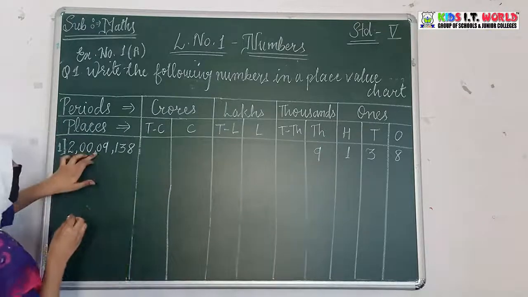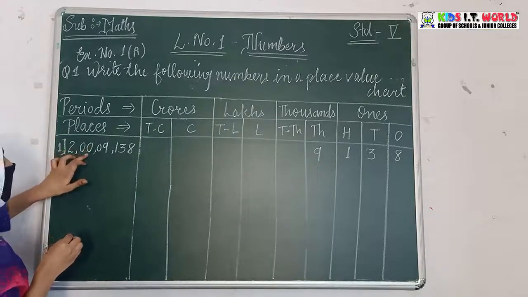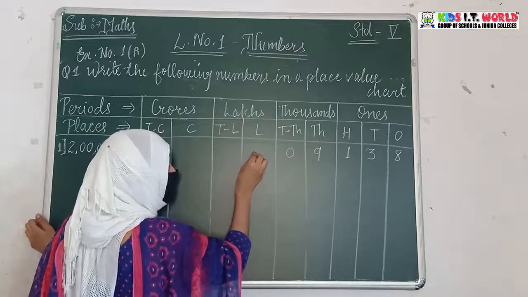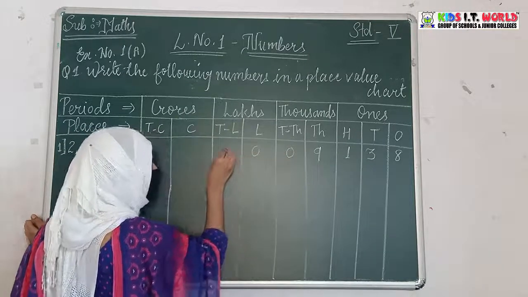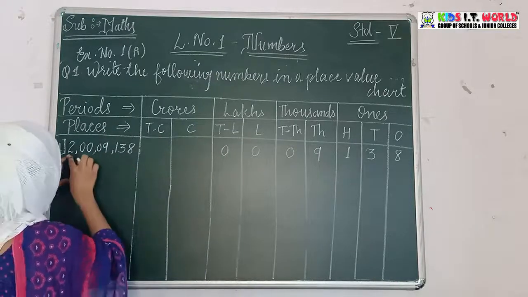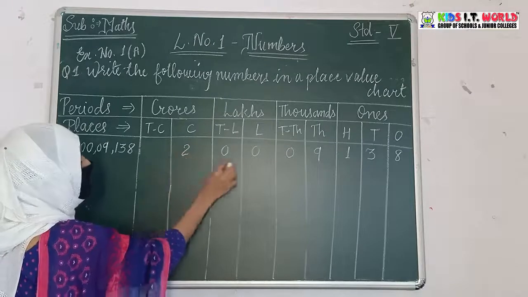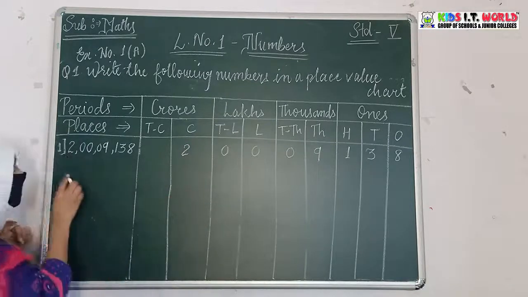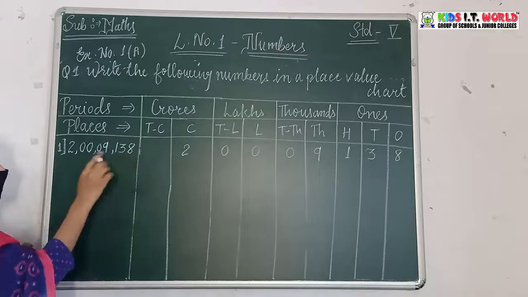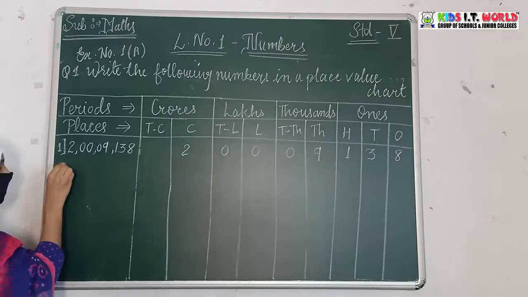On 10,000 it is 0. On lakh and 10 lakh also it is 0. And on the crore place it is 2. So you can read the number easily, that is 2,09,138. Now we will see another example.